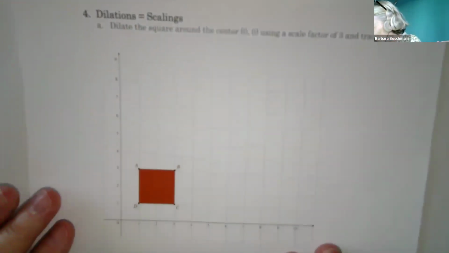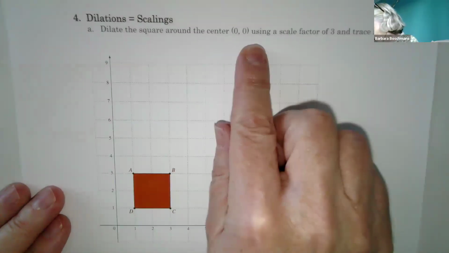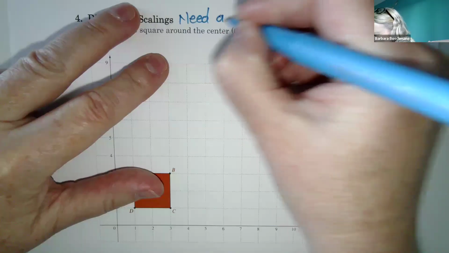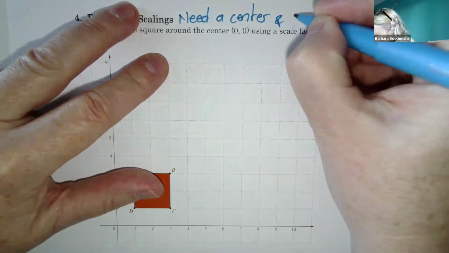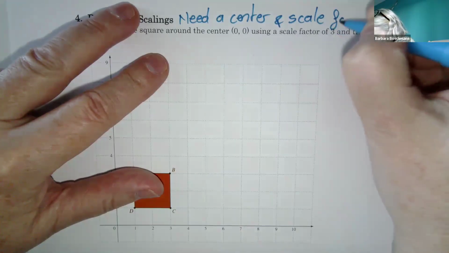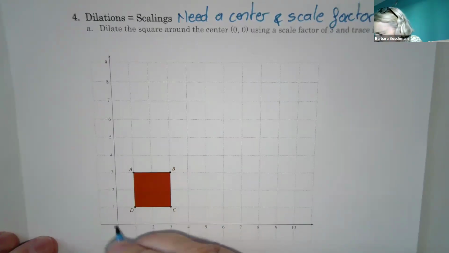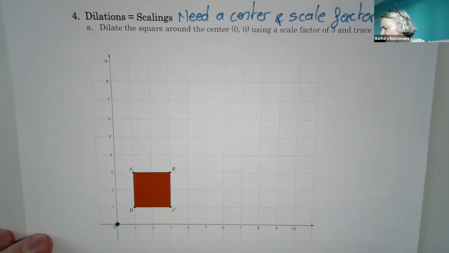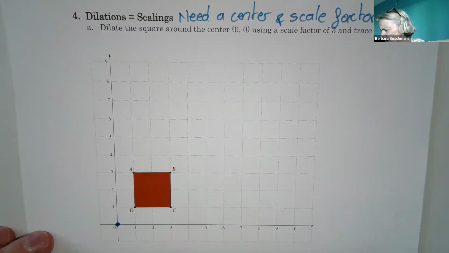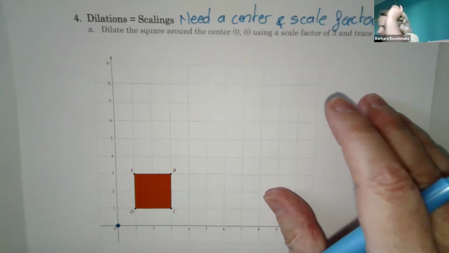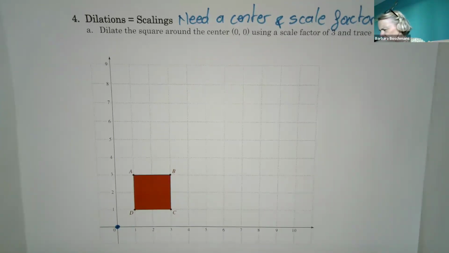One more, and that's the scaling or dilation. So we also need a center and you need a scale factor. And we talked about scale factors when we talked about similar triangles. So 0, 0 right here is going to be our center. And you can measure any of the distances. And then the scale factor is going to be 3. Yep. So I'm going to make it 3 times as big.